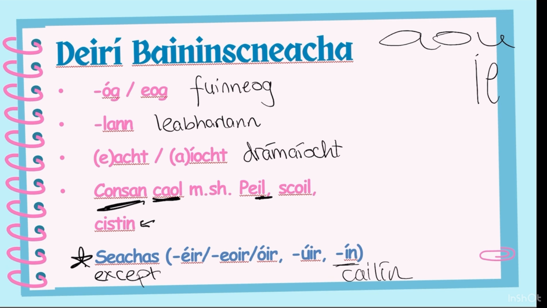So I would ask that you take these endings down in your copies and just learn them off. So be able to say them. What are the feminine endings? Og, lán, acht, íocht, consonant quail, shochas, except, óir, een. Once you know how to recognise the feminine word, then we need to know what happens to it after the word an. So why do we need to know it?